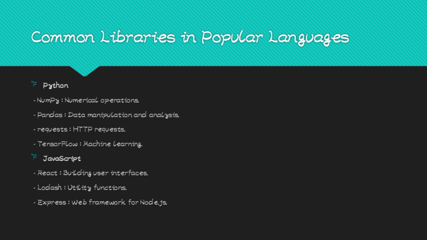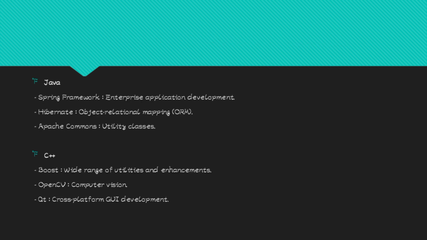In the JavaScript language, we have React, which you can use for building user interfaces. We have Lodash, used for utility functions. We have Express, used as a web framework for Node.js. In Java, we have the Spring Framework, used in enterprise application development. And we have Hibernate, a library used in object relational mapping. We have Apache Commons utility classes.